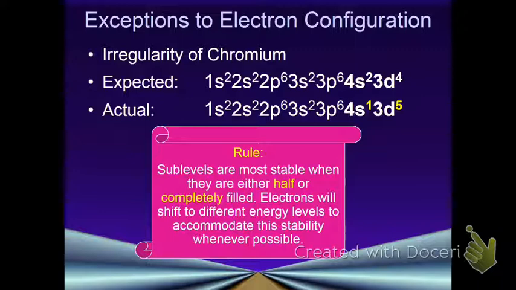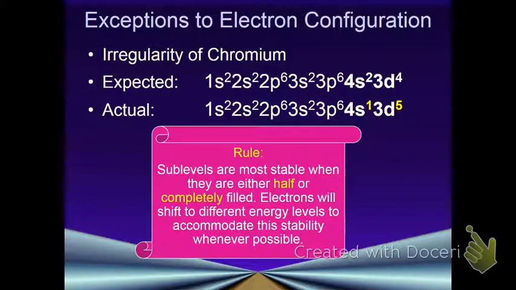First one we're going to come to is chromium, and the reason it is an exception: you would expect chromium to be 4s2, 3d4 to end, but in actuality it's 4s1, 3d5. And the reason for that is that sublevels are most stable when they're half full. This is on the very back page of your notes. They are the most stable whenever they are either half full or completely full. So what it does is shift those electrons from the energy levels to fill it up halfway or completely full.